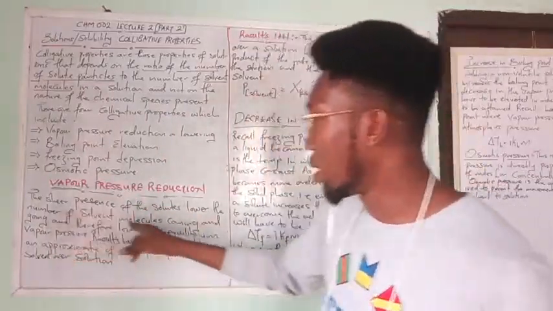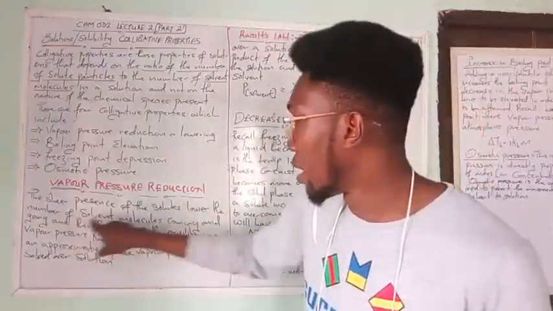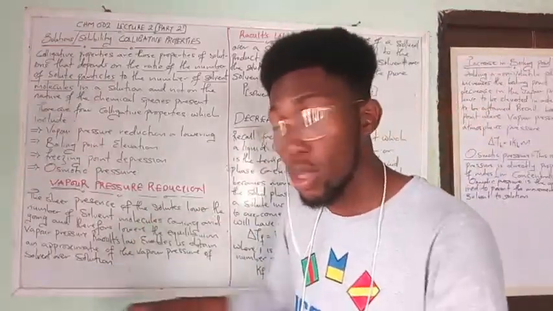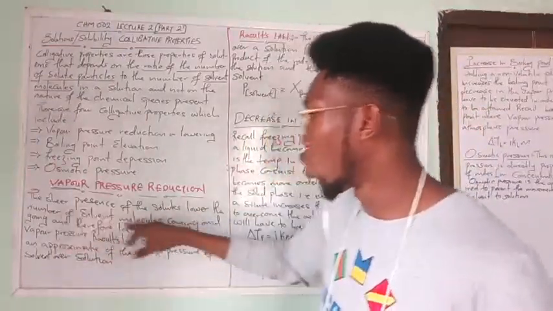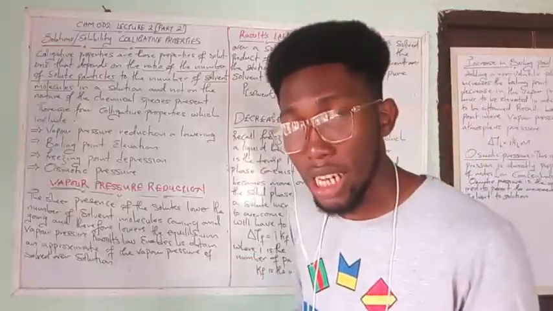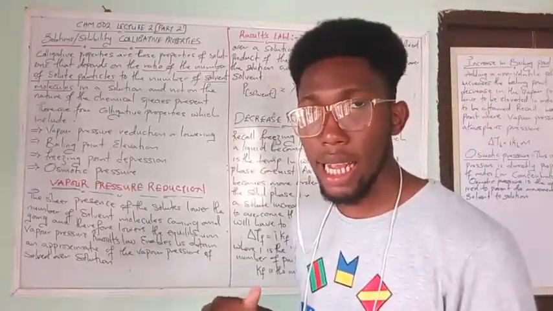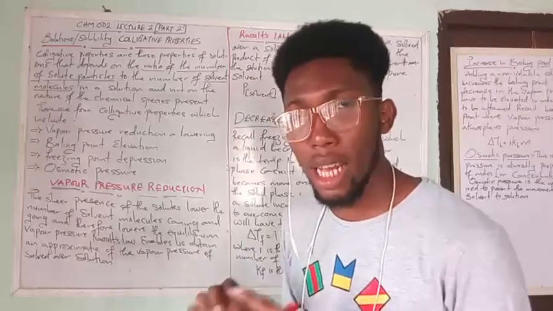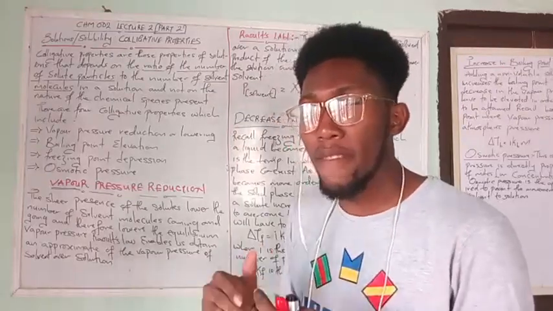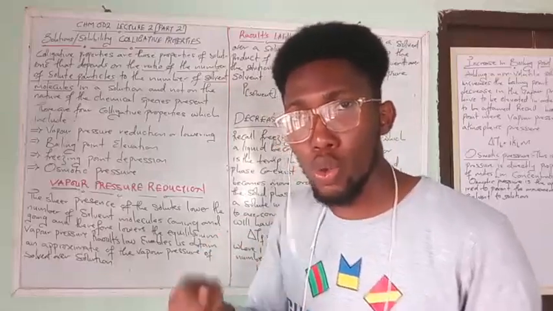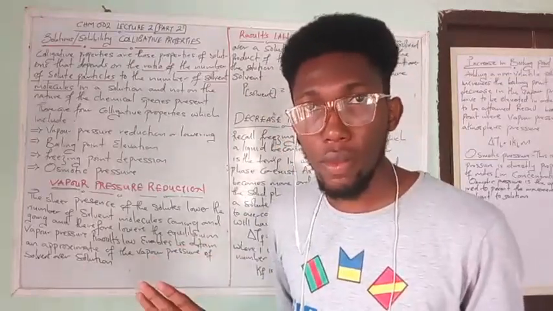So we said the sheer presence of the solute that was added into the solvent lowers the number of solvent molecules coming and going out, which I just said. Why? Because they occupy the surface. They block the molecules at the surface, therefore making it difficult for the solvent molecules to quickly vaporize.